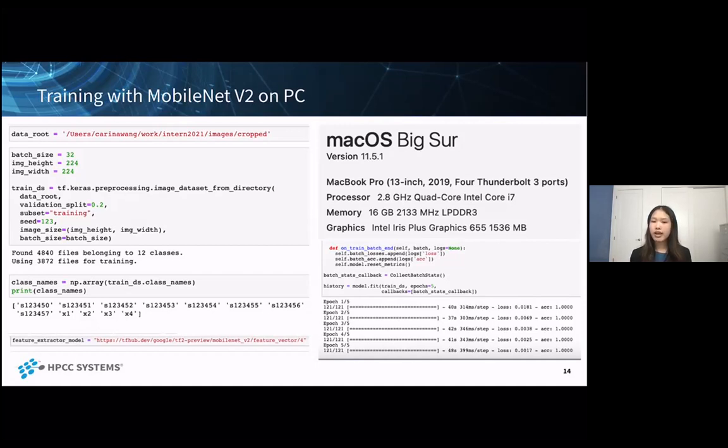On the bottom right, these are the results displayed. So I currently have it set to 5 epochs, which as you can see, took around 40 seconds each. And the first epoch already reached 100% accuracy.